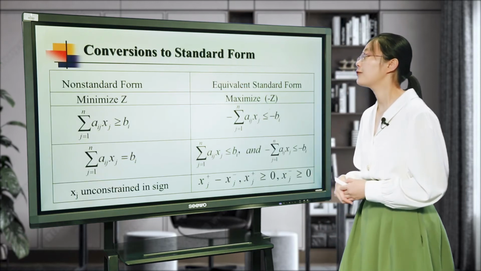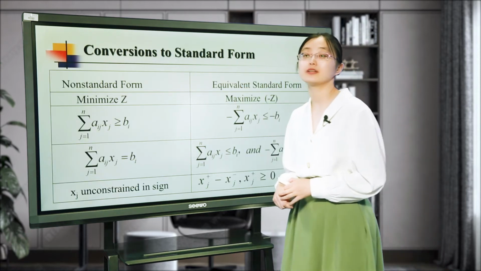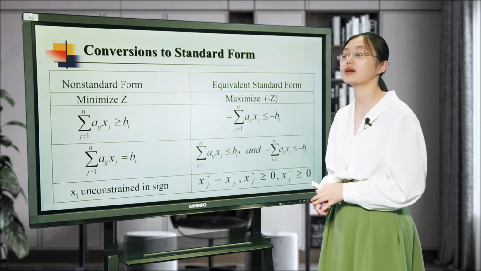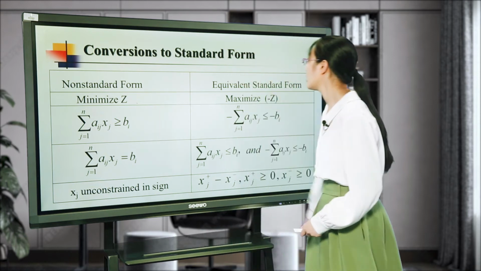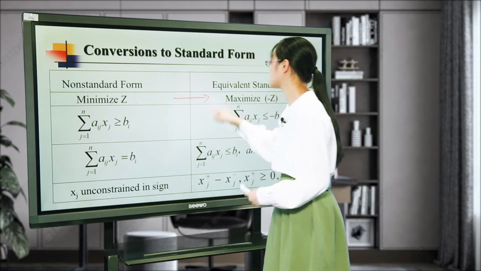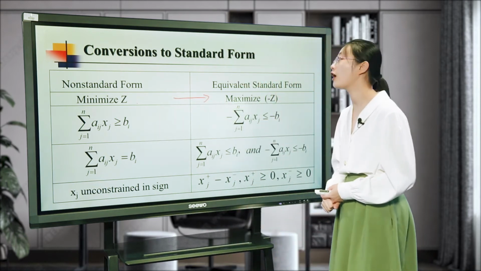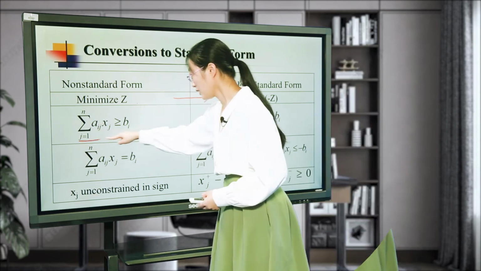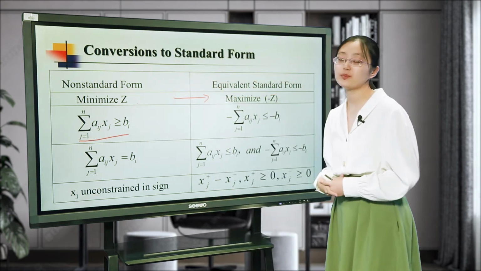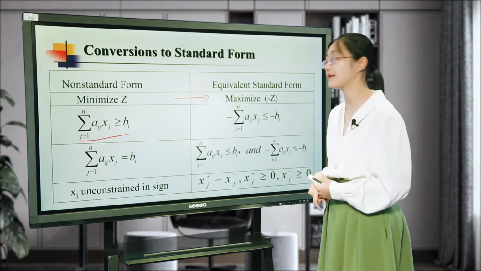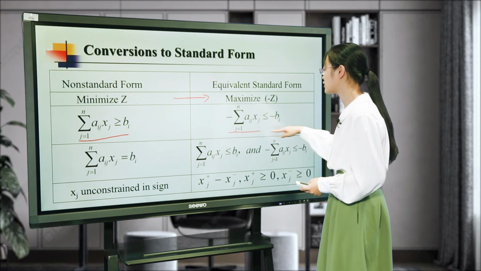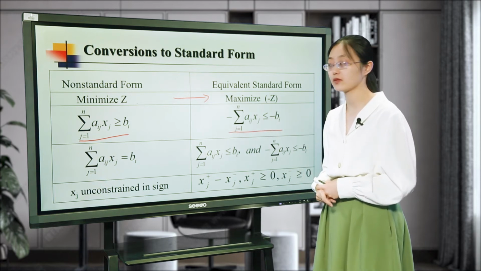Recall that if we have the non-standard form of the linear program problem, how do we convert it to the standard form? If we have a minimization problem, we simply change it to a maximization of the negative of our objective function. If our constraint is in the bigger than or equal to form, we can simply multiply both sides by -1 and then change it to a less than or equal to form.